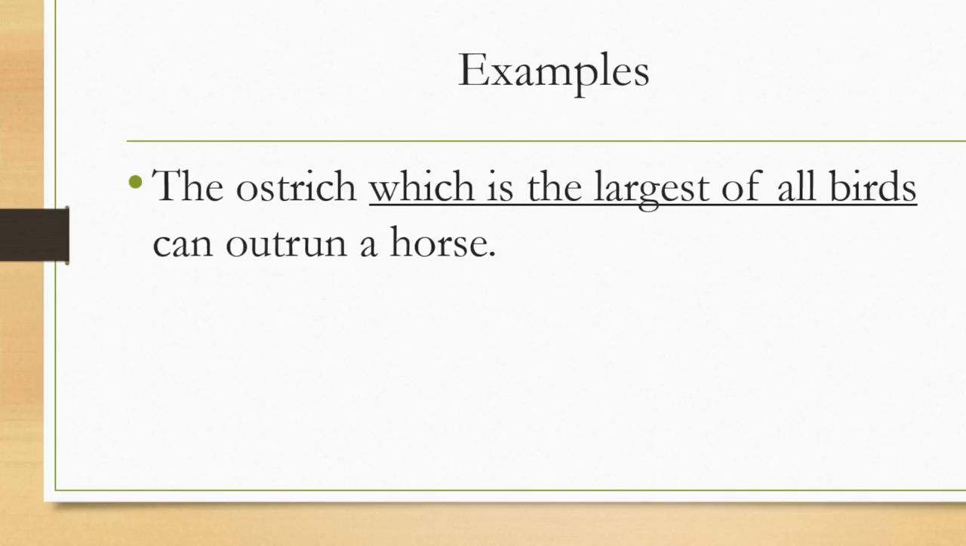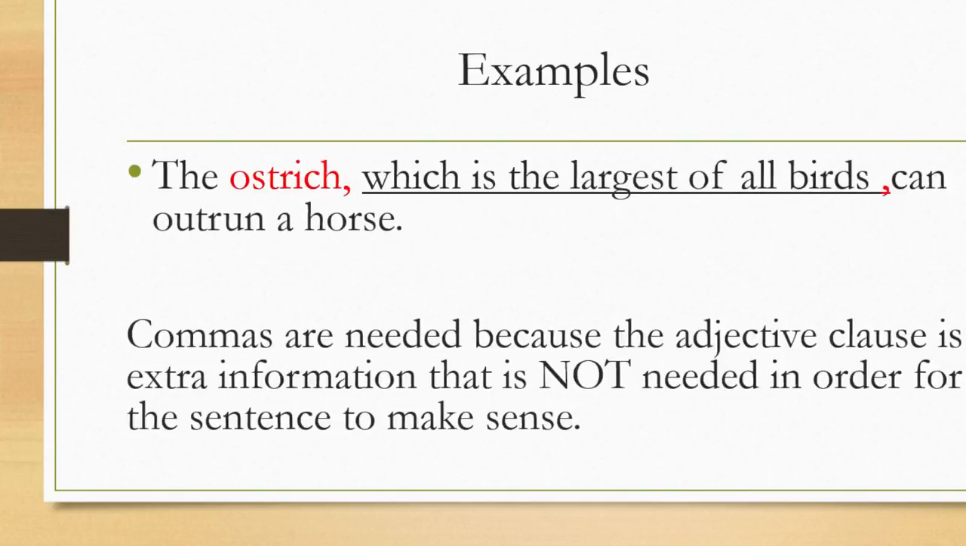Now, to see if I need a comma, I am going to read the sentence without inserting the adjective clause. So the ostrich can outrun a horse. Now, since that makes sense, I can still say the ostrich can outrun a horse, and I don't necessarily need the adjective clause. Therefore, I am going to use commas. So commas are needed because the adjective clause is extra information that is not needed in order for the sentence to make sense. Okay, let's look at the next example.